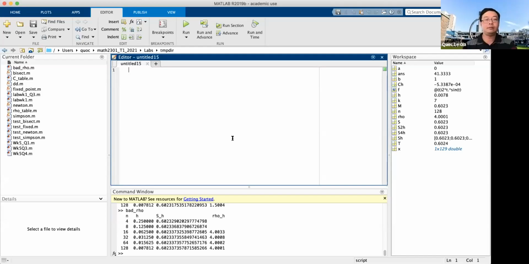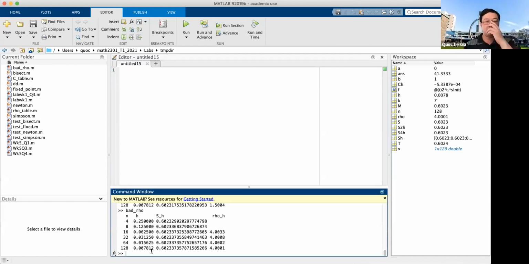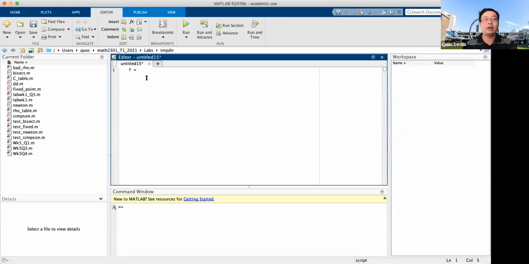So new script, yeah. Well, let me share you this MATLAB screen. Okay, so suppose I take the function f to be, so I clear everything first, yeah. So suppose I take my function f to be logarithm x.